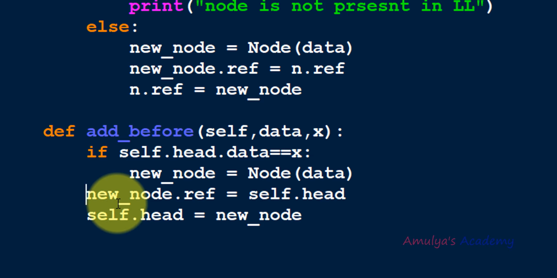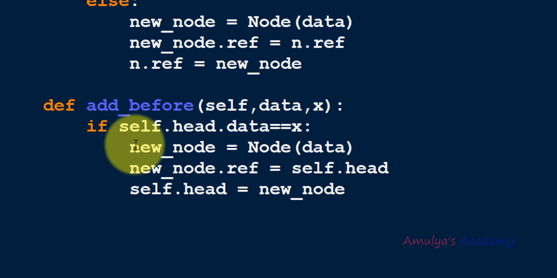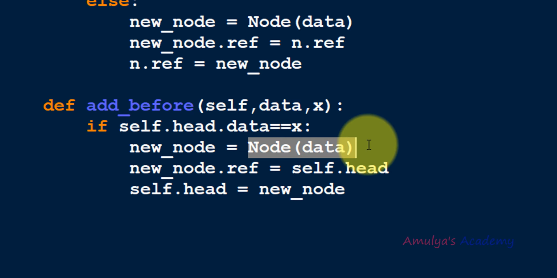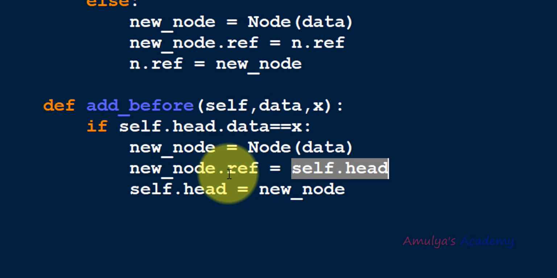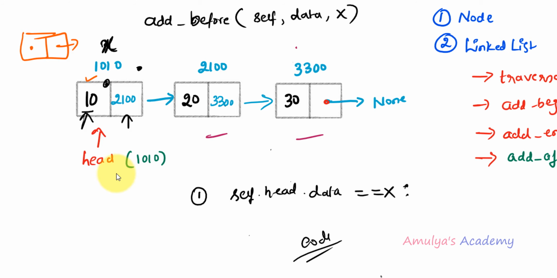We already discussed this. You need to create the new node using the node class, then change the new node's reference to whatever reference is stored in the head, and next change the head to the new node. We already discussed that in detail, so let me explain it quickly. You need to create a new node with the data and link as none. For example, data is 100, link is none. Initially it will be like this. This will be the new node, right?